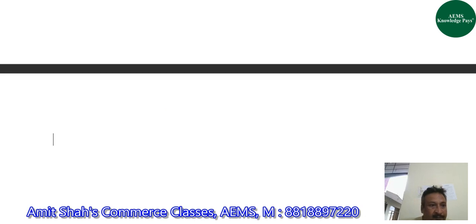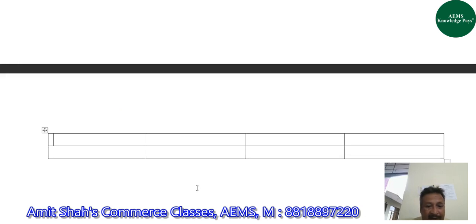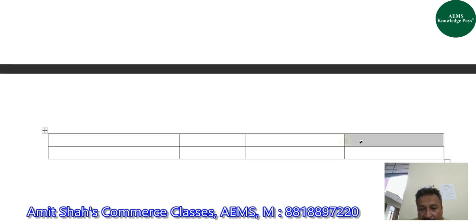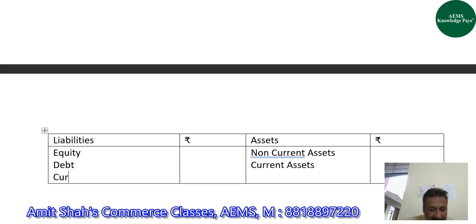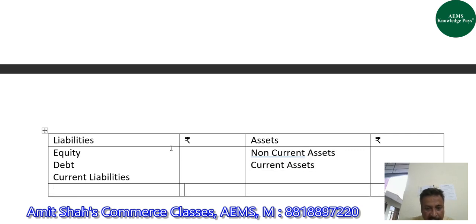Now, if the balance sheet of a company is made in T shape, that is in horizontal form, then broadly it can be made like this. Non-current assets and current assets, and here equity, debt, and current liabilities. And the total of both the sides would be the same. Let's say it is rupees XX.